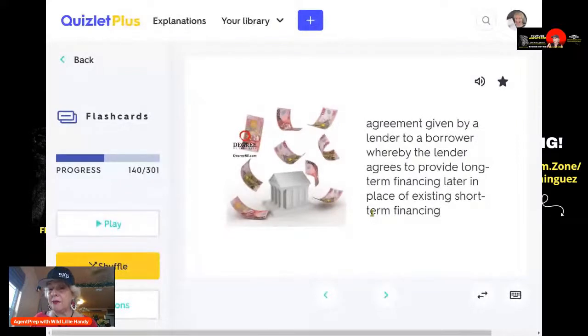Agreement given by a lender to a borrower whereby the lender agrees to provide long-term financing later in place of existing short-term financing. So the lender agrees to provide long-term financing, 15 years, 30 years, instead of an existing short-term financing. So short-term financing, temporary or intermediate type of a loan. Type your answer in the chat.